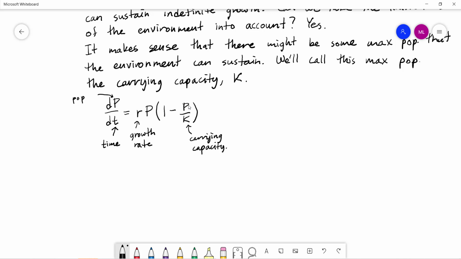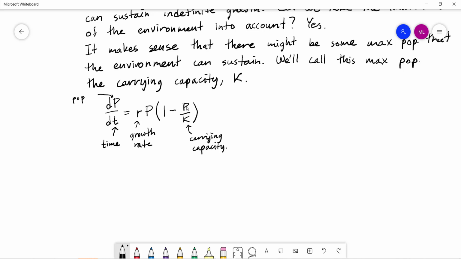So when P is tiny, essentially what we have here in parentheses is just going to be the number 1, and we'll get the same growth that we expected to get before. So for small populations, when we're not near the limitations of the environment, we expect to have this exponential growth. We expect the model that we had before to make sense. And it does. This whole thing in parentheses is essentially 1 whenever P is tiny, whenever P is relatively close to 0.